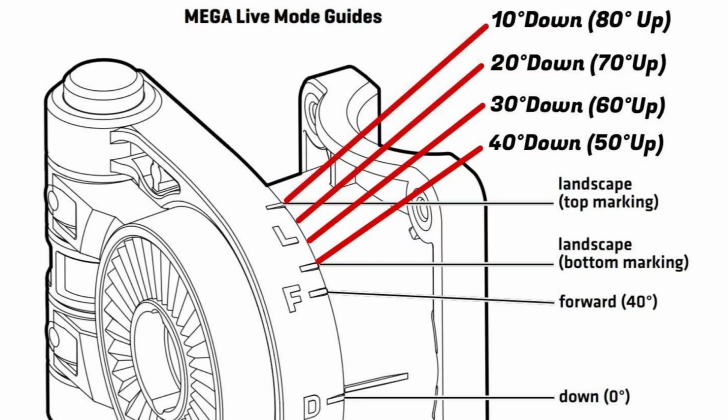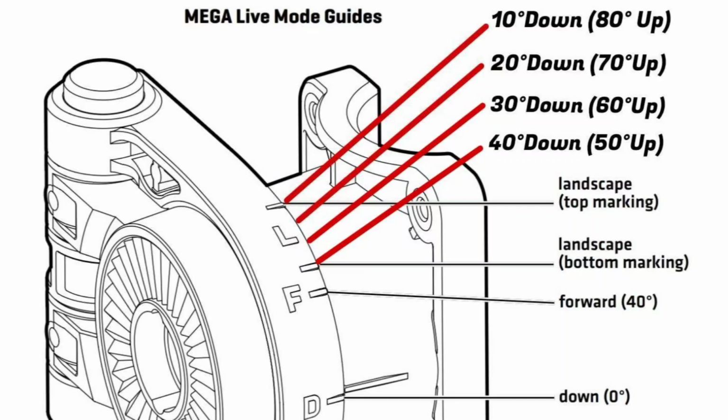I like to think of it as 10 degrees down, but Humminbird calls it 80 degrees up. So they measure everything from straight down, from the down mode. The second one is 20 degrees down. Again, Humminbird calls it 70 degrees up. The third one is 30 degrees down. Humminbird calls it 60 degrees up. And the fourth one is 40 degrees down. Humminbird calls that 50 degrees up.